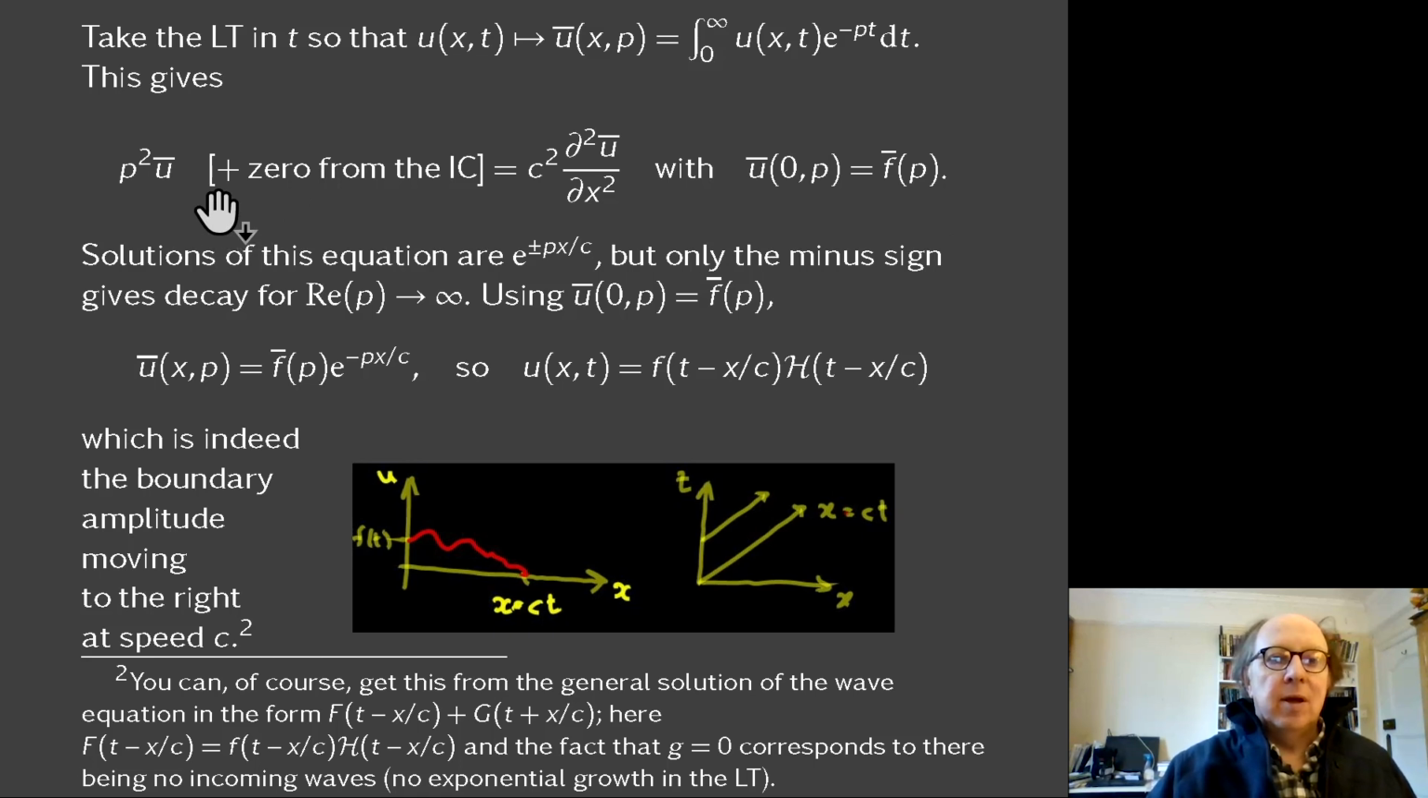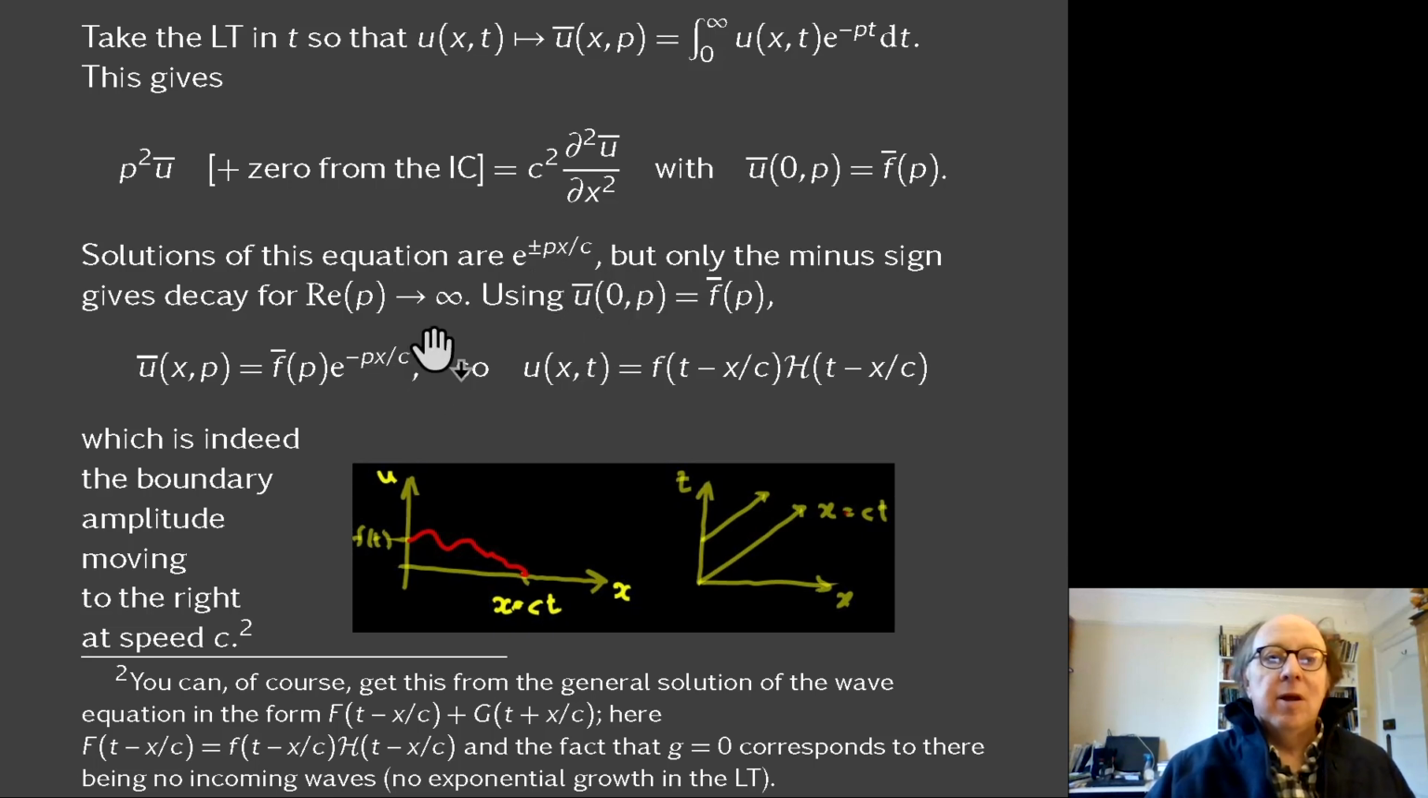So, if you want to solve this equation, p squared u bar is c squared d2u bar by dx squared. Well, you'll get exponentials, because remember, p is a constant as far as this equation is concerned. C is a constant, so you take the c over there, p squared over c squared u bar there, d2u bar by dx squared there, and so the solutions are e to the plus or minus px over c.